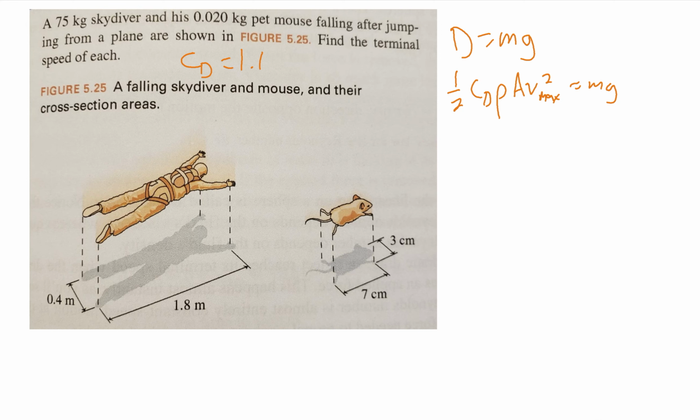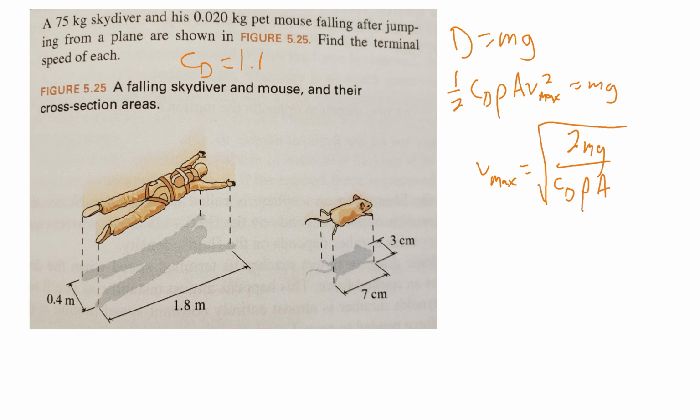If we're looking for the terminal speed, what am I going to solve for in this equation? V sub max. So how am I going to do that? What will I have to do? Divide by everything, basically. First, I'll multiply by 2 to get rid of that 1/2, that'll be easier. So I'll have 2mg, and then I'm dividing by C sub D, rho, and A. And then I'm going to square root, and that will give me V sub max.